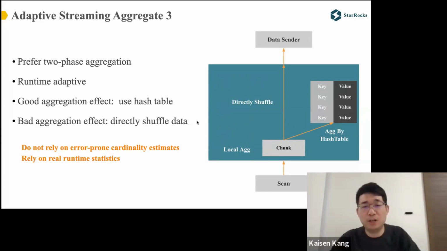This is the core idea of adaptive execution. The specific algorithm is really complex, and over the past 5 years we have optimized it across several versions. We will not go too deep into it today, but if you are interested, we can discuss it offline.